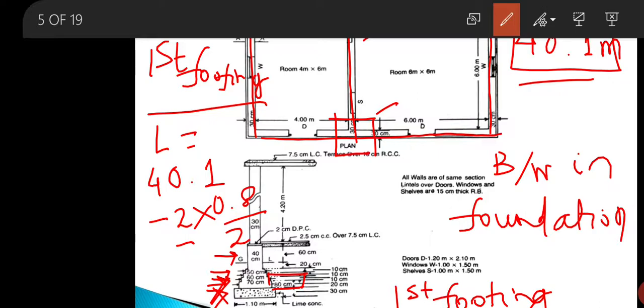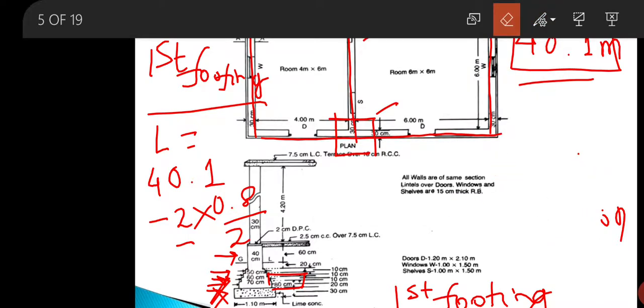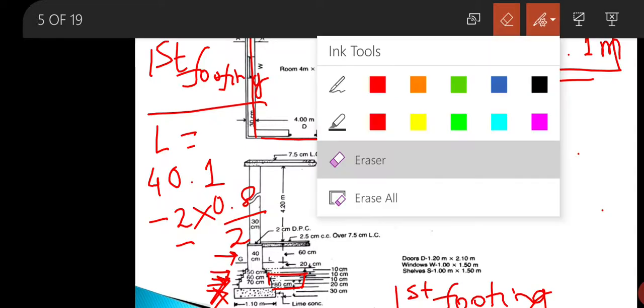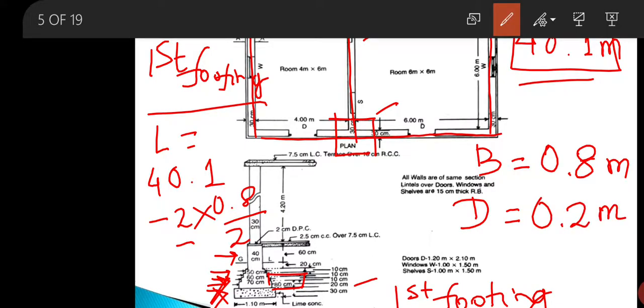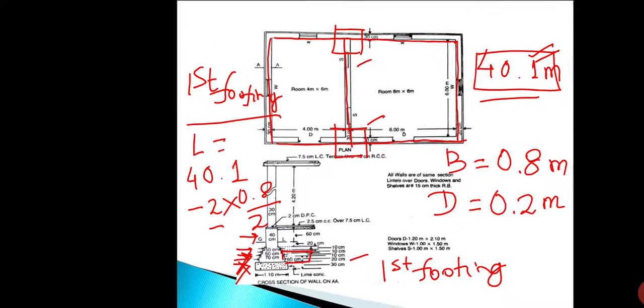Then next one is what will be the breadth. So the breadth will be the breadth of the first footing, which is equal to 0.8 meter. Then what will be the depth? So depth of the first footing, you can see here, this is 20 centimeter. So this is 0.2 meter. So now we will move to our details of measurement form.